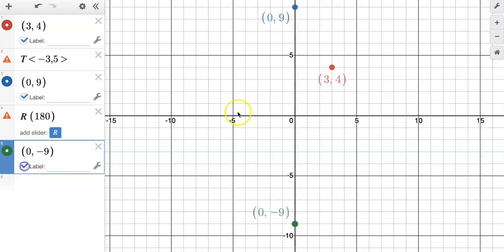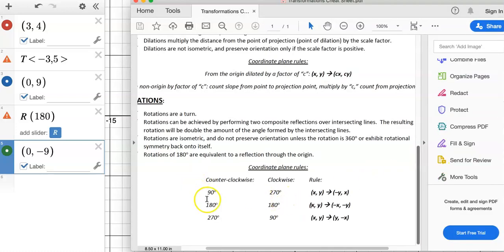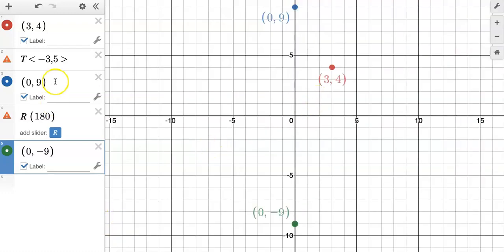There it is. So 3 to the left, 5 up, rotate 180 degrees. Boom, there it is right there. So if I follow the rotation rule, let's see if I did that here. Let's see, 180. Yes, the x and the y just become opposites. So there we go. All right, that's how you do a composite of a translation and a rotation.